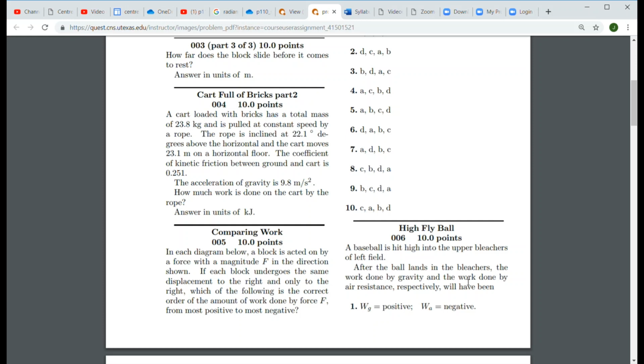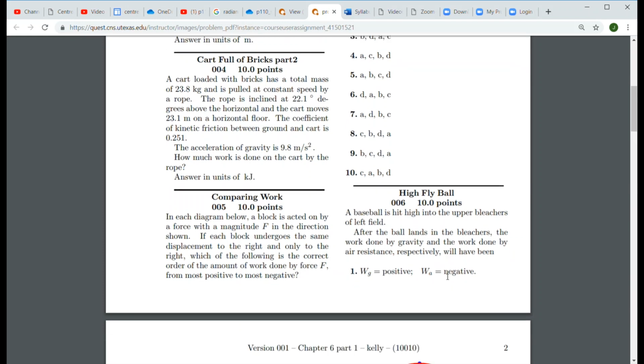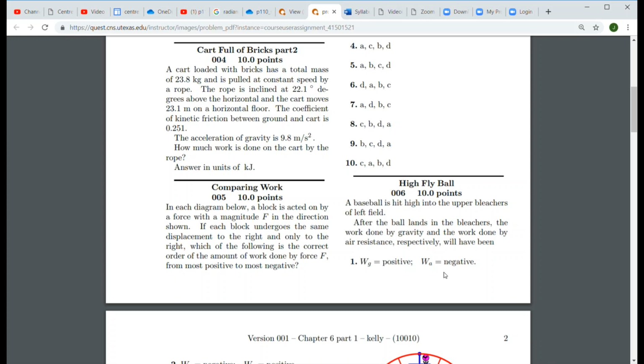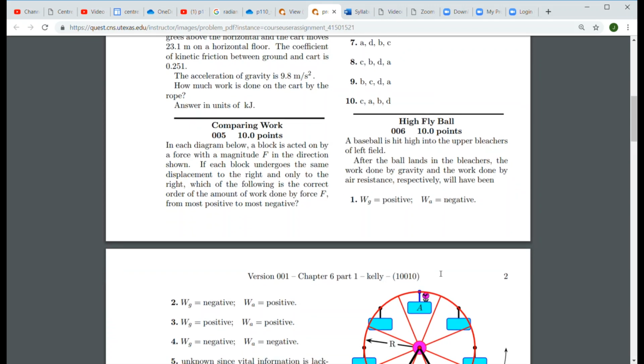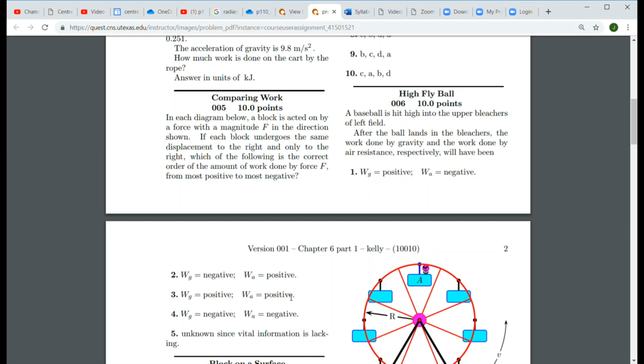6. Baseball is hit high into the upper bleachers of left field. After the ball lands in the bleachers, the work done by gravity and the work done by air resistance respectively will have been, it looks like we're looking for what signs they have, positive or negative. None of them is 0, but the baseball is hit high into the upper bleachers. Gravity is doing negative work while the ball is going up, and it's doing positive work while the ball is coming back down, because the gravitational force is more or less along the direction of the displacement on the way down.